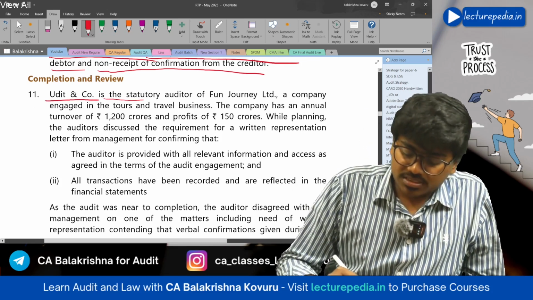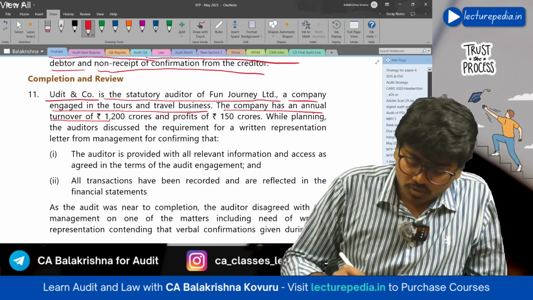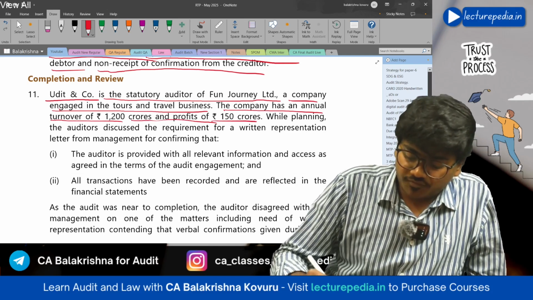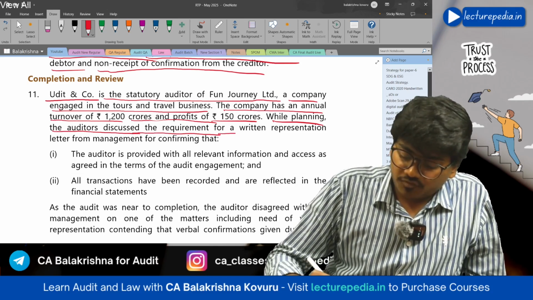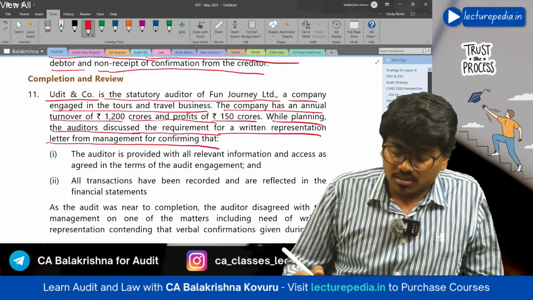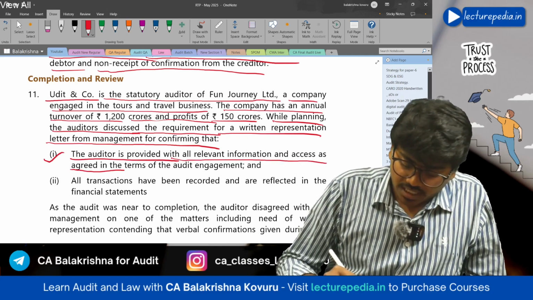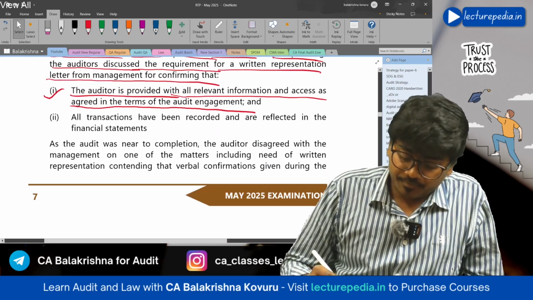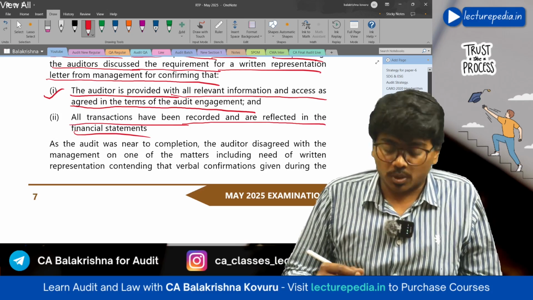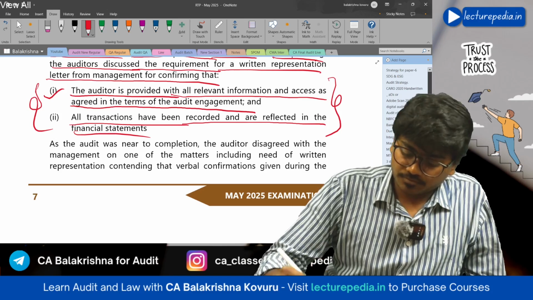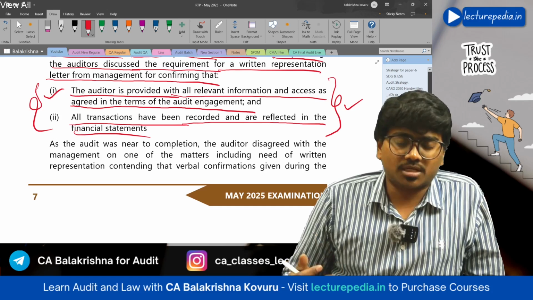Udit and Company is the statutory auditor of Fund Journey Limited, a company engaged in tours and travels business. The company has an annual turnover of 1,200 crores and profit of 150 crores. While planning, the auditors discuss the requirement for a written representation letter from the management, confirming that the auditor is provided with all relevant information and access as agreed in terms of the audit engagement, and that all transactions have been recorded and are reflected in the financial statements. With respect to these two, the auditor has asked for written confirmation or written representation from the management.